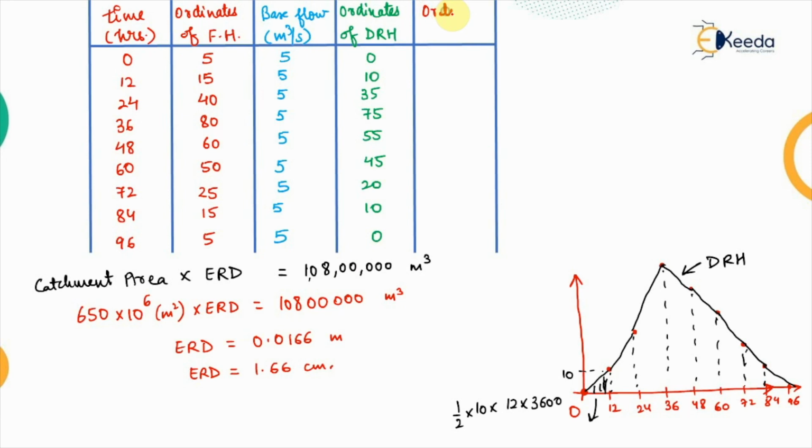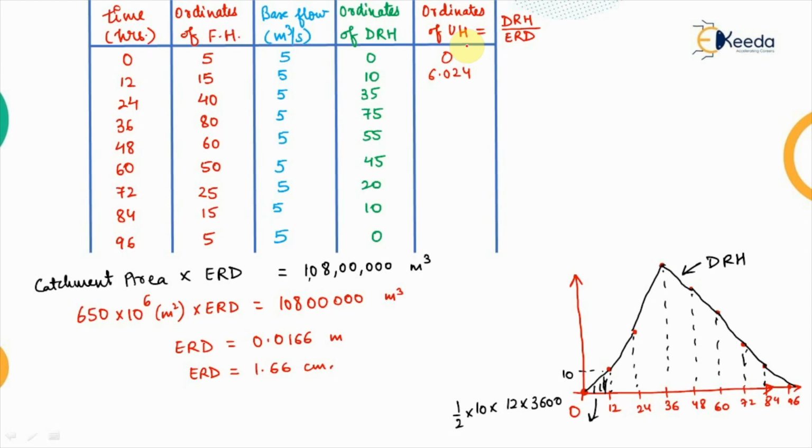Therefore, to get the ordinates of the unit hydrograph, we have to divide the ordinates of the direct runoff hydrograph by the effective rainfall depth, and then we will get all the ordinates corresponding to 1 centimeter depth. So 0 by 1.66 centimeter, that is 0. Then 10 by 1.66, that value is 6.024. That will be in cubic meter per second.